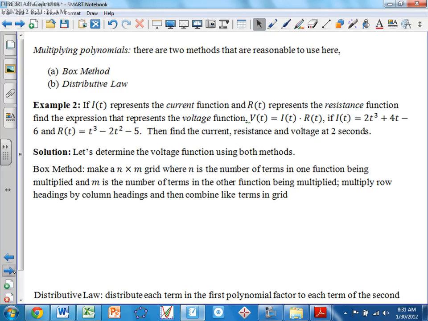Alright, let's get it. First, the topic is called multiplying polynomials. Okay? There are 2 methods to do this. You don't have to write word for word what I have up there. I'm summarizing for you. There are 2 methods to do this. Box method or distributive law. Okay, that's the instructions at the top that I just gave you.